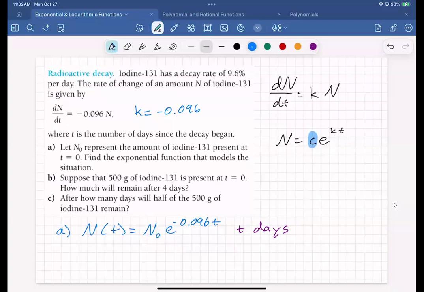Okay, so what's the first thing we need to change about our function? Right, so we've just been given the fact that N of 0 then equals what? 500. Now, keep in mind it's going to be measured in grams. So let's keep that in mind as we move forward too. So we'll say N of t equals 500 e to the negative 0.096 t. With that said, though, they wanted us to find out how much will remain after 4 days. So what should I plug into my function to do that?